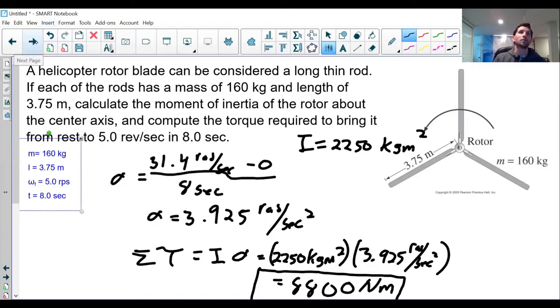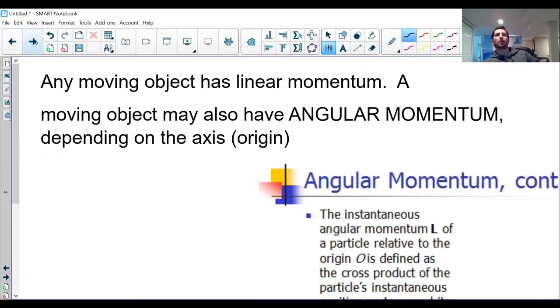All right, now we need to start talking about a new concept, and that concept is angular momentum. I want to bring this first slide up here and recognize, going way back to the beginning, that anything that's moving is going to have linear momentum: mass times velocity, the quantity of motion. We talked about that way back in September into October. But it's possible that an object that's moving can also have angular momentum, depending on what we call the axis or the origin.